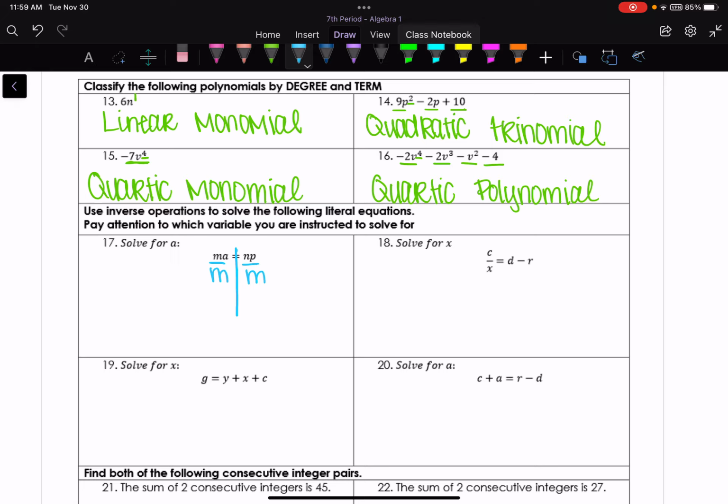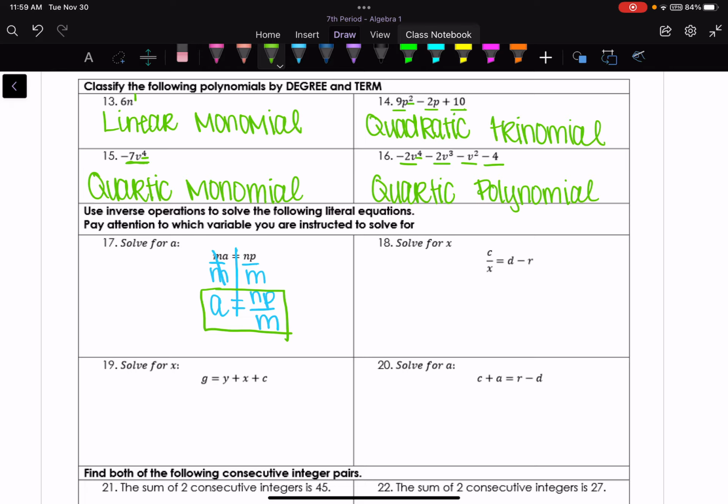When I divide by M, M divided by M becomes 1, or it just cancels out. We are left with A on the left side of the equal sign, and then we have on the right side NP over M. And that's our final answer. That's it. That's all we have to do. There is no more simplifying that we can do because we can't combine any of the terms.